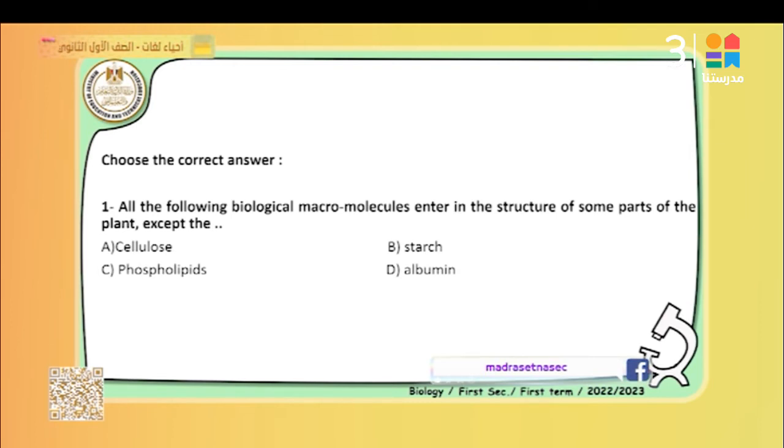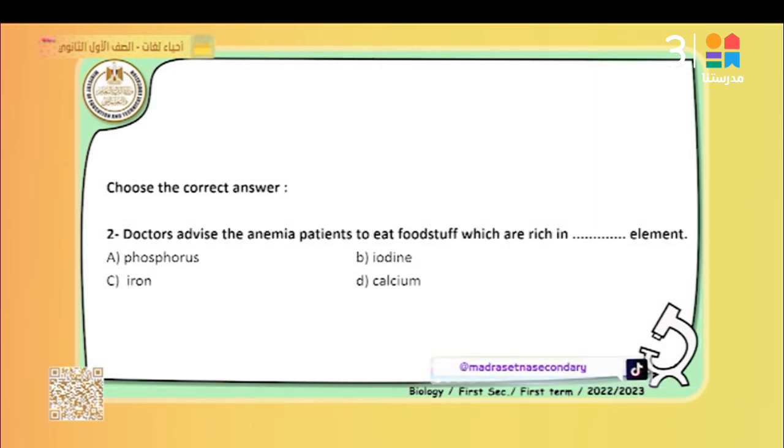Phospholipids enter the structure of cell membranes in plant cells and animal cells. Albumin enters the structure of leaves, stem, and root in plant cells. So the correct answer is B. Next question: choose the correct answers. The doctor advises anemia patients to eat foodstuff rich in, for example, iron. The best answer is iron.